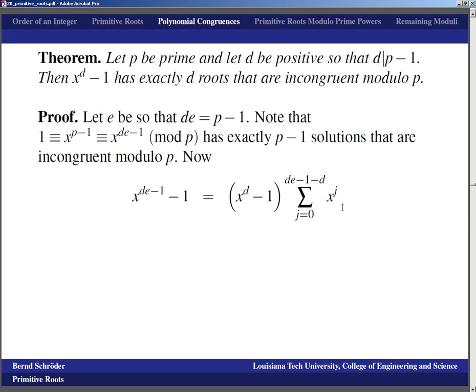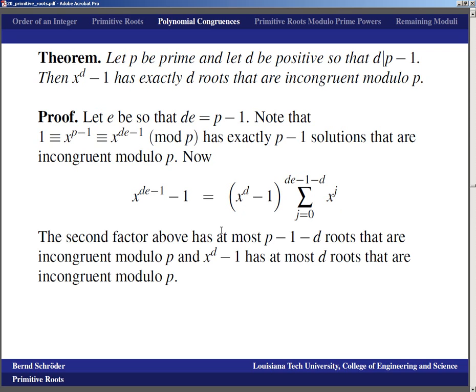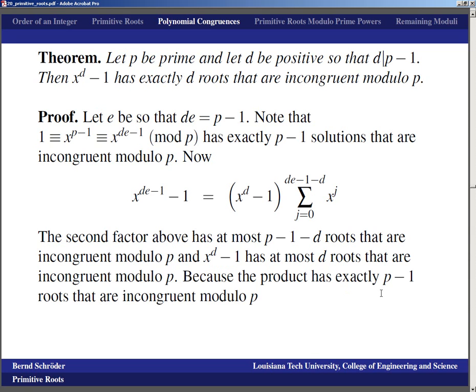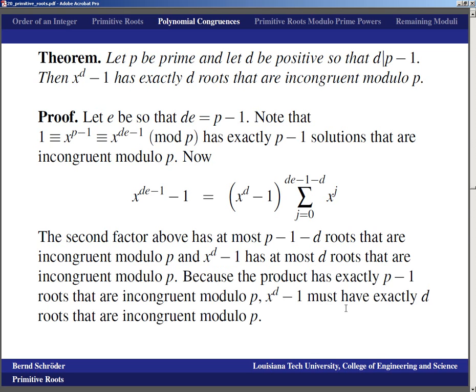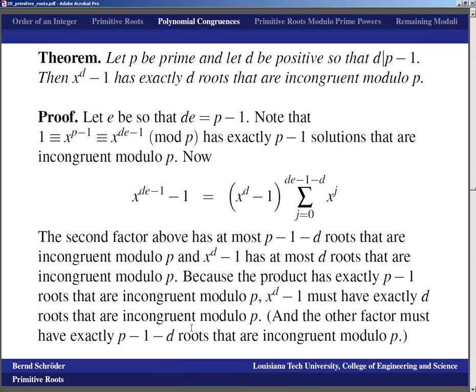That's another one of those telescoping sum things like we had already seen. And the second factor above has at most p minus 1 minus d roots that are incongruent modulo p, because it's of order p minus 1 minus d, and x to the d minus 1 has at most d roots that are incongruent modulo p. Because the whole thing has exactly p minus 1 roots that are incongruent modulo p, x to the d minus 1 must indeed have exactly d roots that are incongruent modulo p, and the other factor must have exactly p minus 1 minus d roots that are incongruent modulo p.